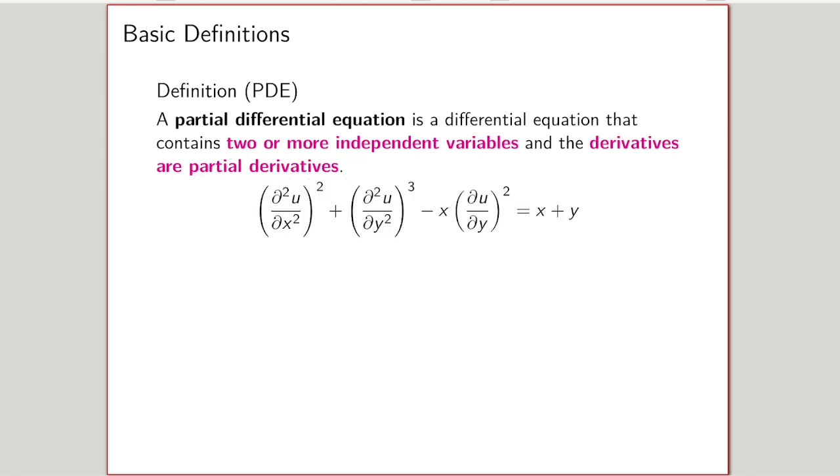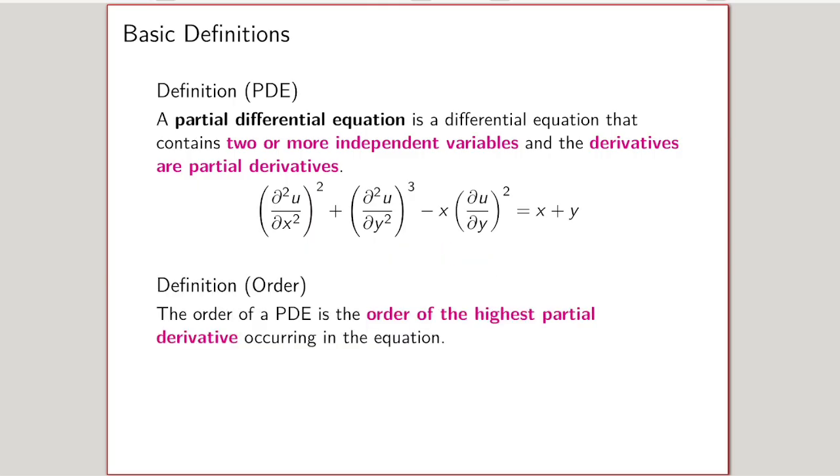For example, let us consider this equation. (∂²u/∂x²)² plus (∂²u/∂y²)³ minus x into (∂u/∂y)² equal to x plus y. So here we can observe that the variable u has been differentiated with respect to x and y. So this u variable will be dependent and the variables x and y will be considered as independent variables. So since there are two independent variables in this equation and the derivatives are partial derivatives, this equation is said to be a partial differential equation.